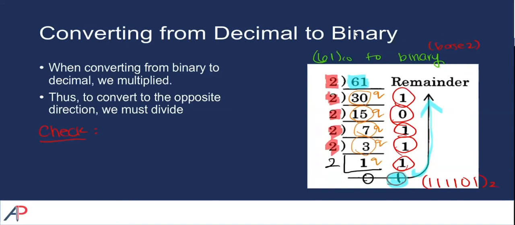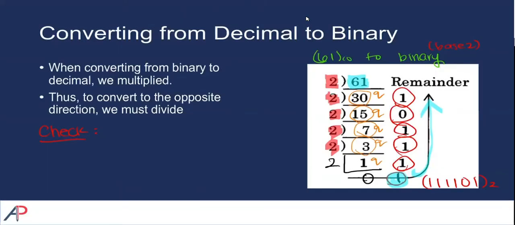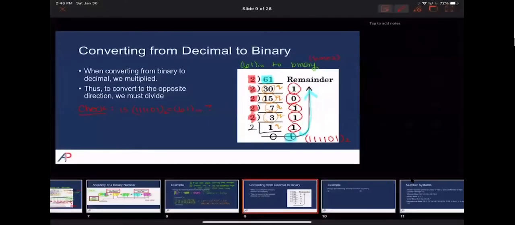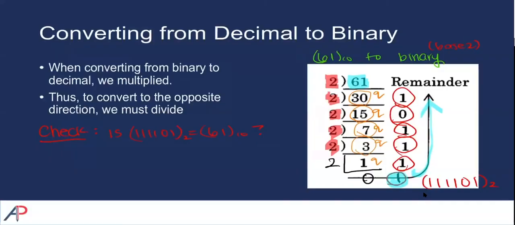Let's go ahead and double check. Oh, it's not showing up. One second. There we go. Okay, is 111101 equal to 61? That's what we're going to double check here by converting this number back into decimal.